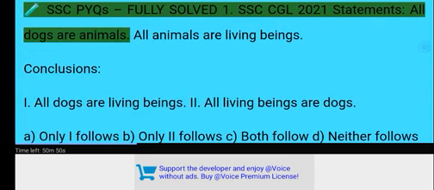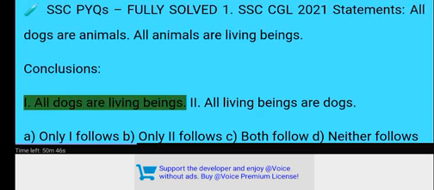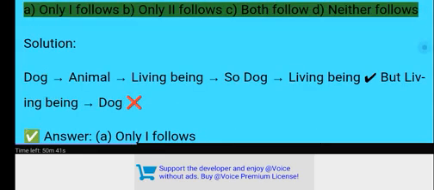Test 2, SSC PYQs, fully solved. 1. SSC CGL 2021. Statements: All dogs are animals. All animals are living beings. Conclusions: 1. All dogs are living beings. 2. All living beings are dogs. A. Only 1 follows. B. Only 2 follows. C. Both follow. D. Neither follows.